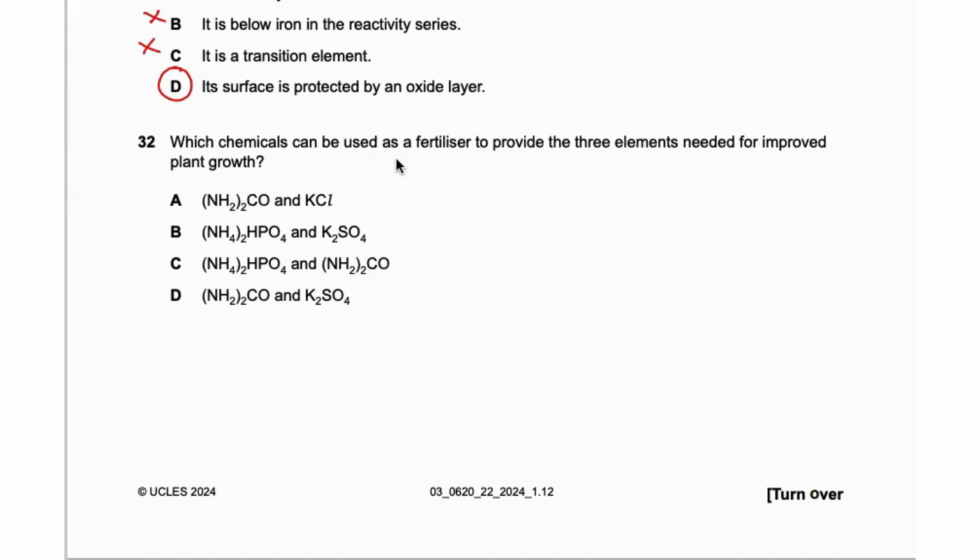32. Which chemicals can be used as a fertilizer to provide the 3 elements needed for improved plant growth? What are the 3 elements needed for improved plant growth? NPK. So which chemicals can be used as a fertilizer to provide the 3 elements? The options are urea plus KCl, ammonium hydrogen phosphate plus K2SO4, ammonium hydrogen phosphate plus urea, and urea plus potassium sulfate. Which one contains all the 3? NPK.